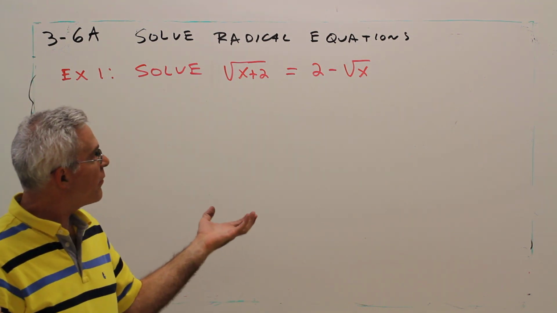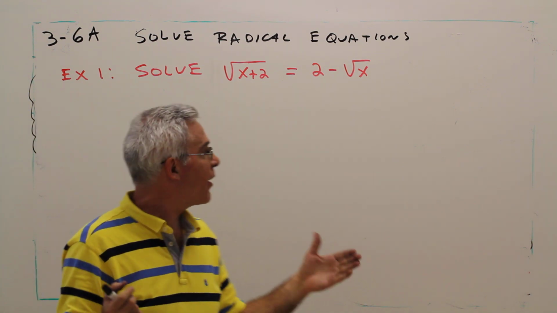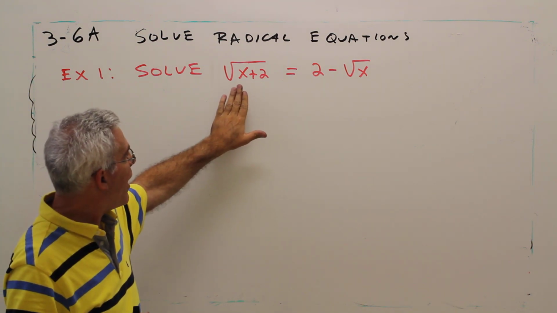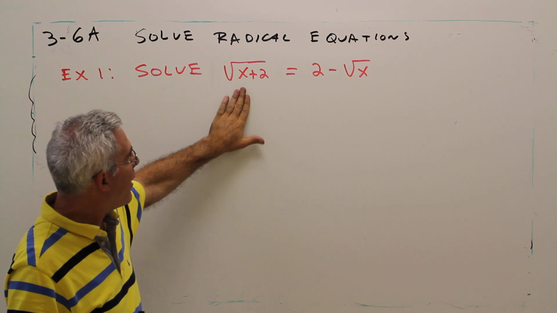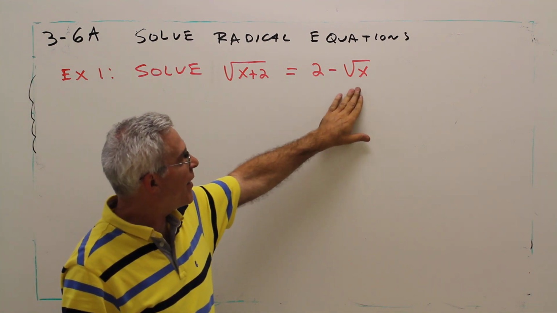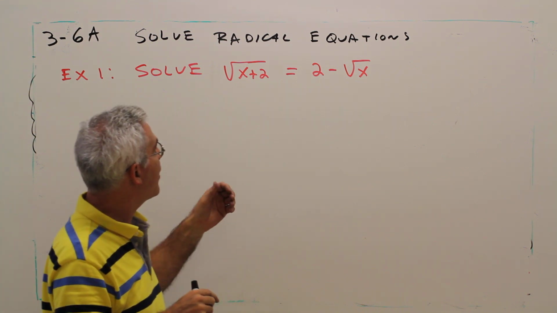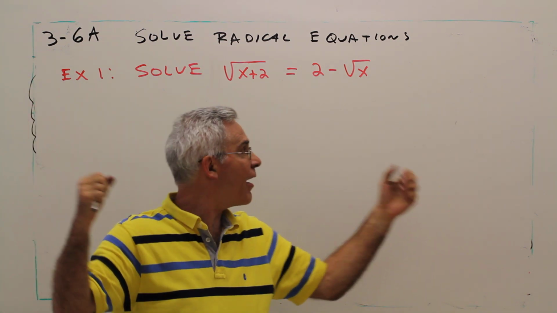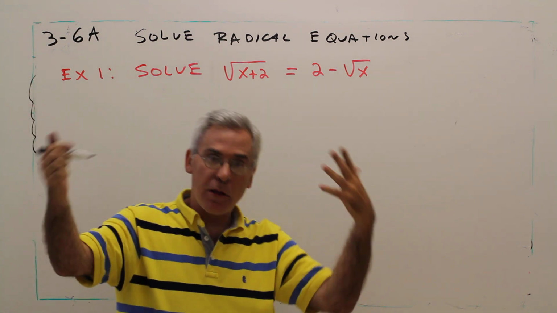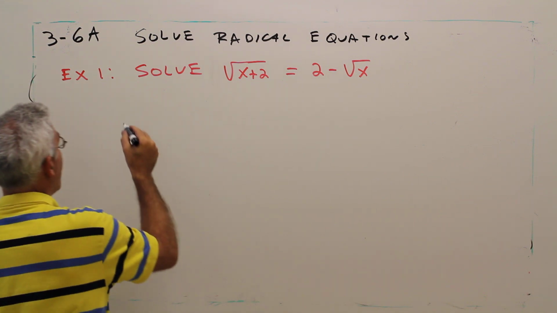I've got radicals on each side, so what I could do is square each side. That would help get rid of that radical. It won't completely get rid of that one, but then I can do one more step. So again, step one is to make sure you've got radicals on each side, if you've got more than one radical, and then square each side. So let me do that.